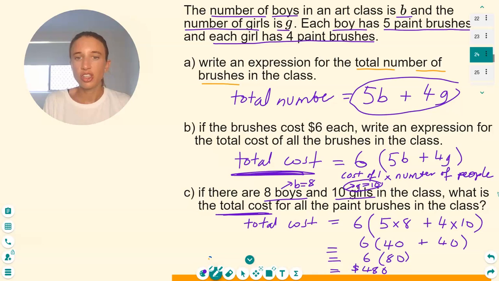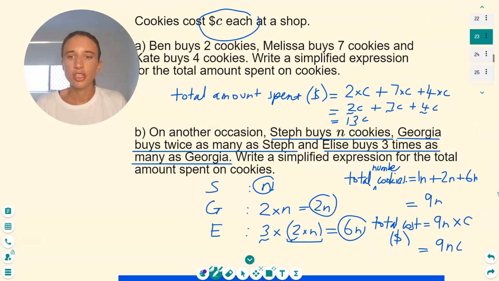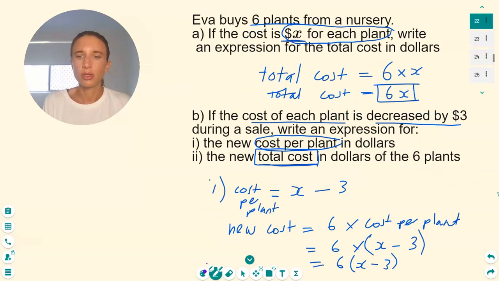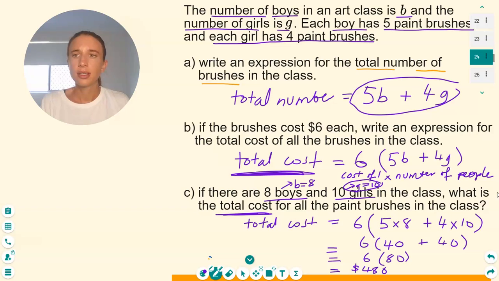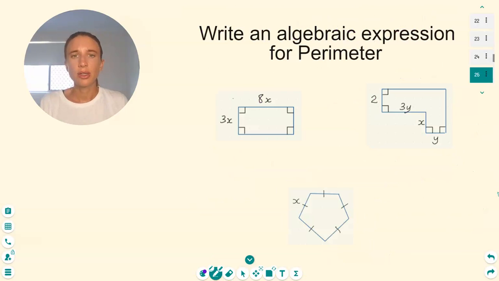Okay, so I will say, just remember your brackets here. That $6 each is being applied to both numbers. All right, now let's just check I had the units down here. Yeah, that's all good. All right. And in the next video, we're going to look at more applications of algebraic expressions, writing an algebraic expression for perimeter. Okay, I'll see you then.